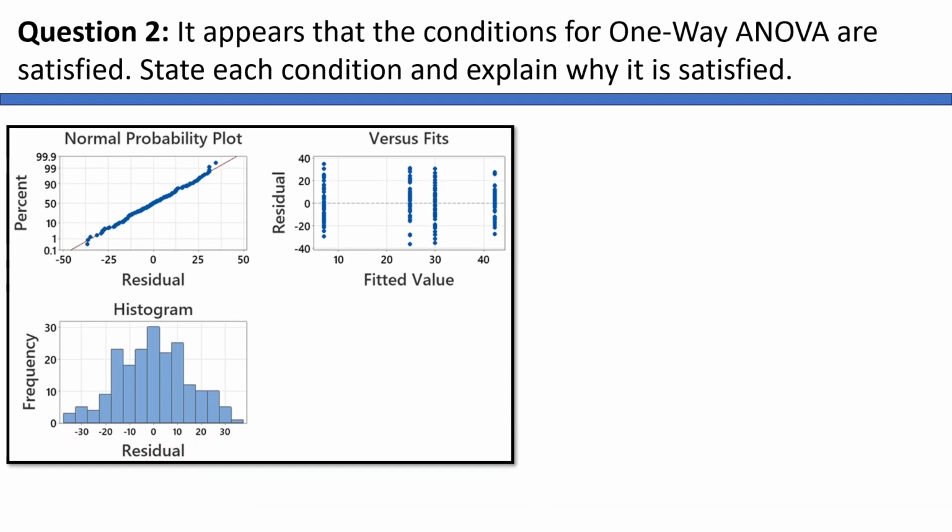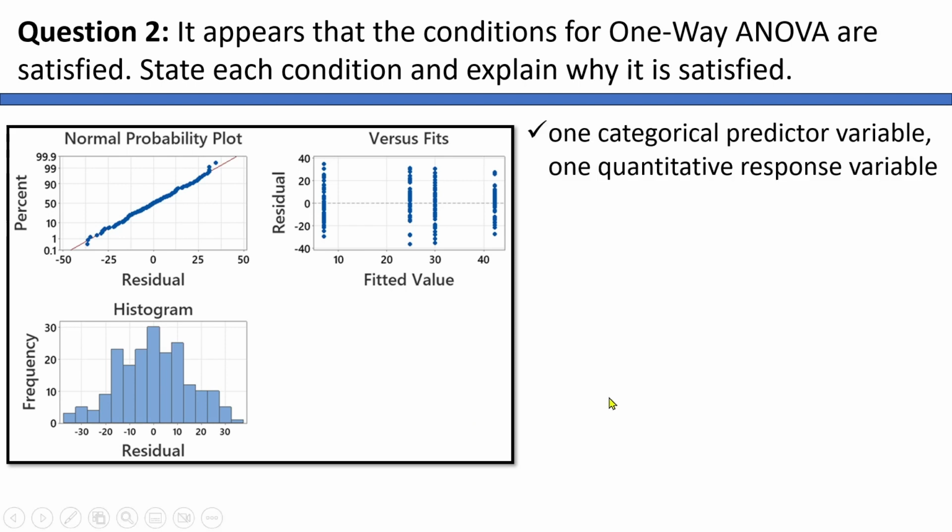Okay, question 2. It appears that the conditions for one-way ANOVA are satisfied. State each condition and explain why it is satisfied. Well, the first two conditions are quite straightforward. They don't require looking at a plot. We need to know first that we have one categorical predictor variable and one quantitative response variable. This we've already confirmed. The predictor is the type of treatment a patient receives, and the response is a measure of the health outcome. So we have that.